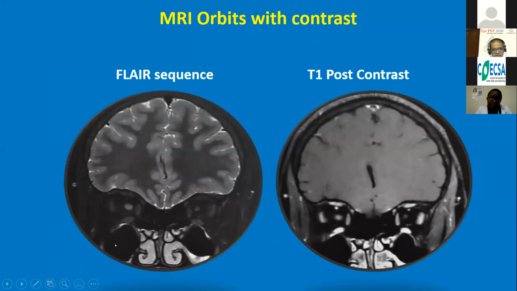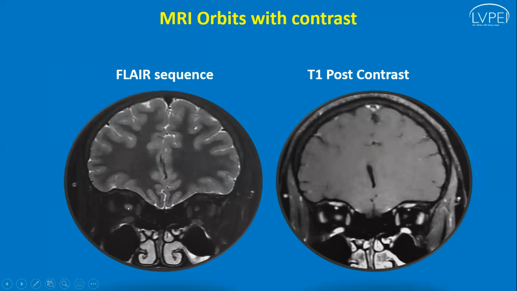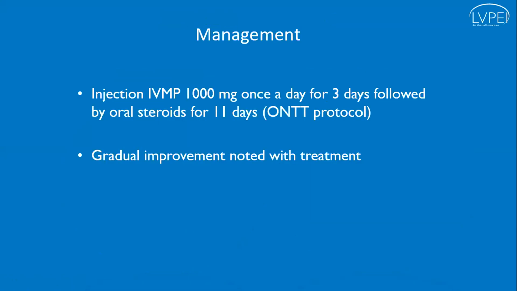On the left side of your screen, you can see the coronal FLAIR sequences showing the increase in the volume of the optic nerve on the right side, along with the presence of hyperintensity. And the same section, when seen on the T1 post contrast, shows an increase in the size and the brightness of the lesion in the optic nerve, suggestive of post contrast enhancement. This is highly suggestive that the patient had optic neuritis, which was confirming our clinical diagnosis. In addition to this, the rest of the brain MRI was normal for the patient.